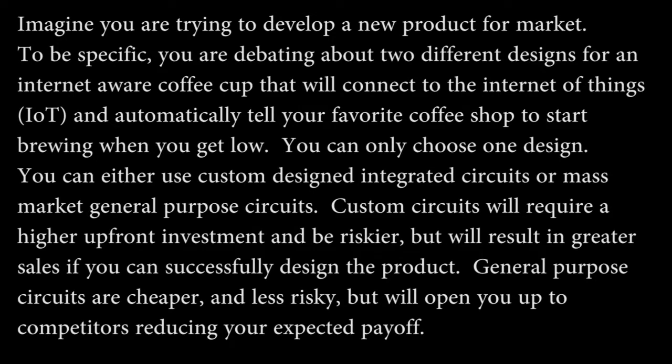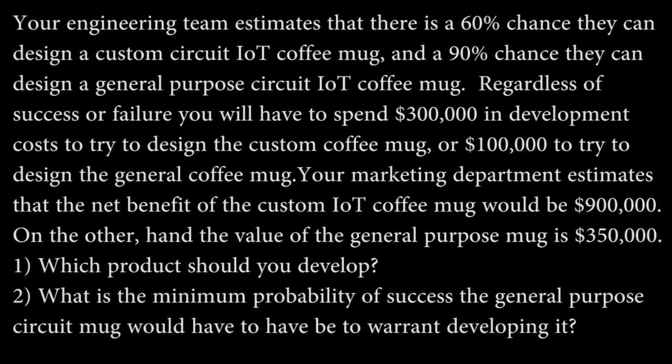Custom circuits will require a higher upfront investment and be riskier, but will result in greater sales if you can successfully design the product. General-purpose circuits are cheaper and less risky, but will open you up to competitors, reducing your expected payoff. Your engineering team estimates that there's a 60% chance they can design a custom circuit Internet of Things coffee mug, and a 90% chance that they can design a general-purpose circuit Internet of Things coffee mug. Regardless of success or failure, you have to spend $300,000 in development costs to try to design the custom coffee mug, or $100,000 to design the general coffee mug.